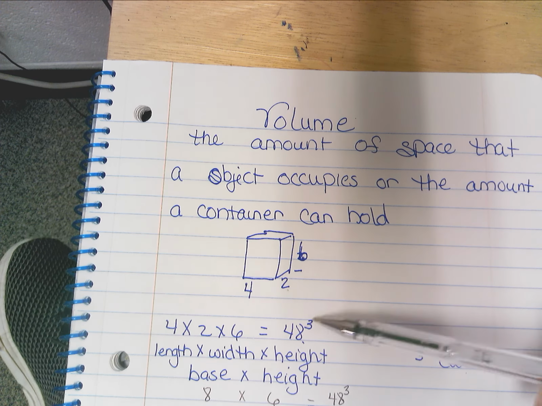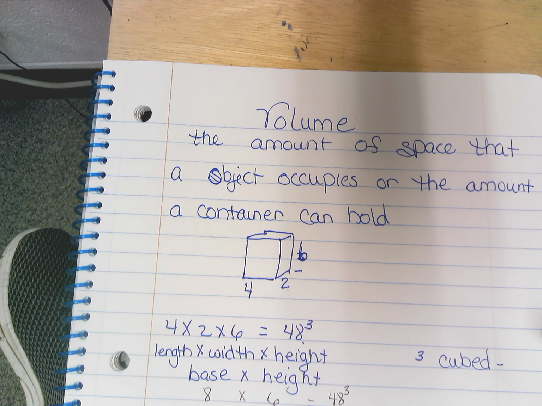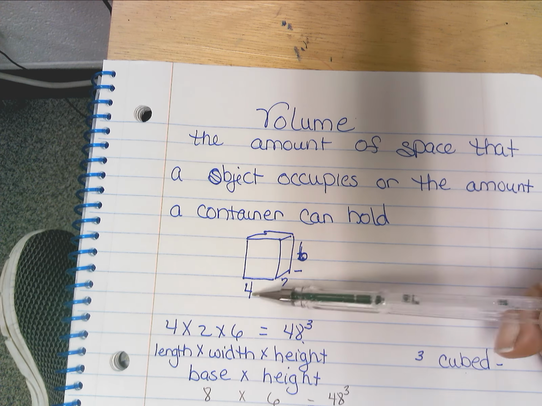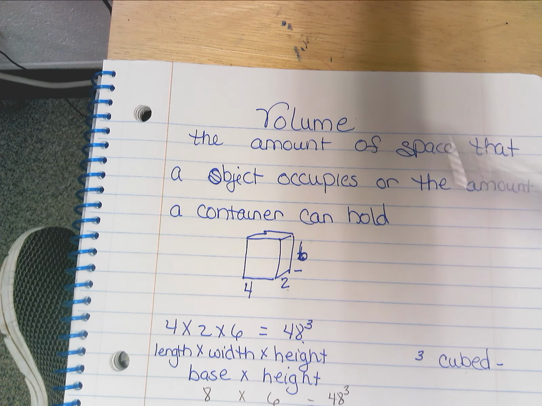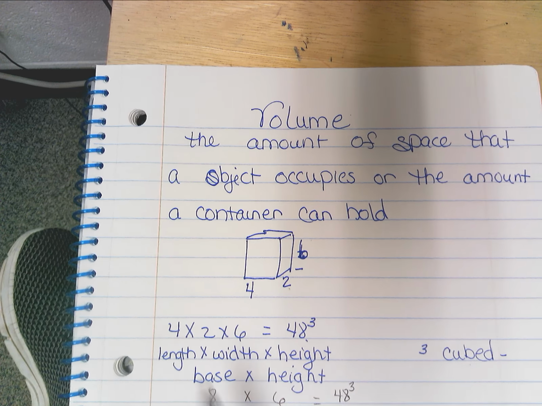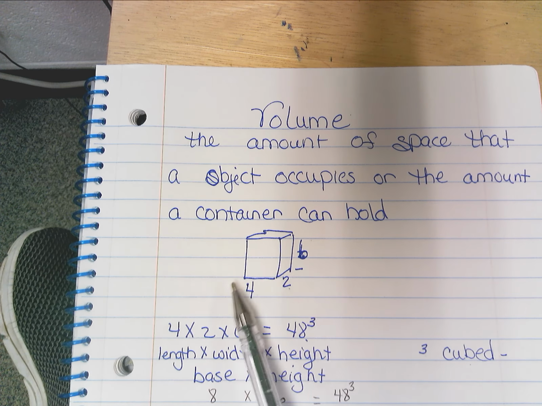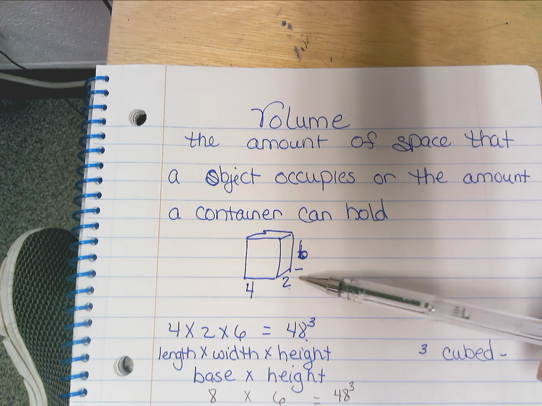Now you notice I have a little 3 there, which means cubed. 3 means cubed, which means I have 3 measurements that I'm putting together to get that volume. Sometimes you only use 2 measurements if you know the base. Sometimes they give you the base, and the base is the foundation. So here would be our 4 times 2, which is our base, which is 8, times height equals 48 squared. It's still squared because we had to multiply these 2 together.